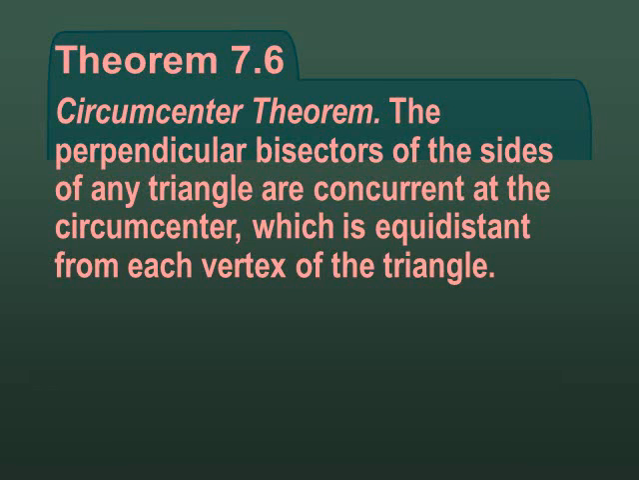So the first way we're going to intersect 3 lines is called the circumcenter theorem. The perpendicular bisectors of all the sides of any triangle are concurrent at the circumcenter, which is equidistant from each vertex of the triangle. So let's see a picture of that.